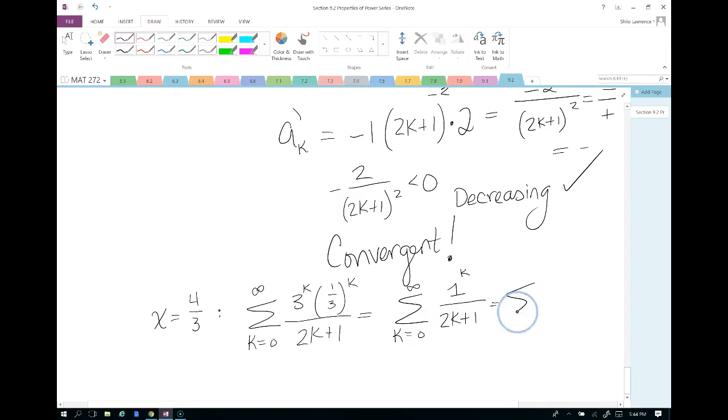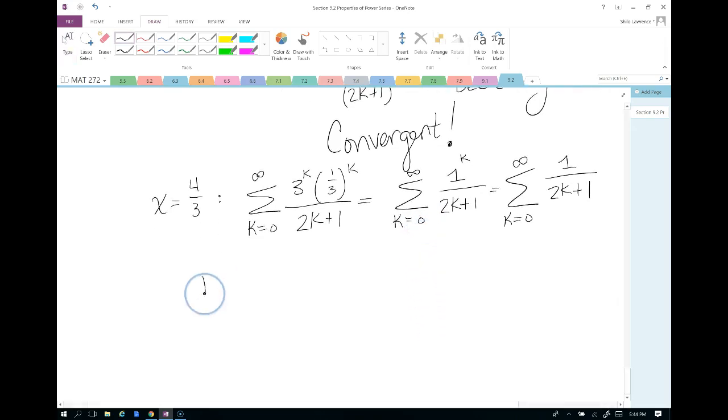1 to any power is just 1. So we don't even need to write that as an exponential piece. This is just 1 over 2k plus 1. So that's what the series looks like when we plug 4/3 in. Now we need to decide if that is convergent or divergent.